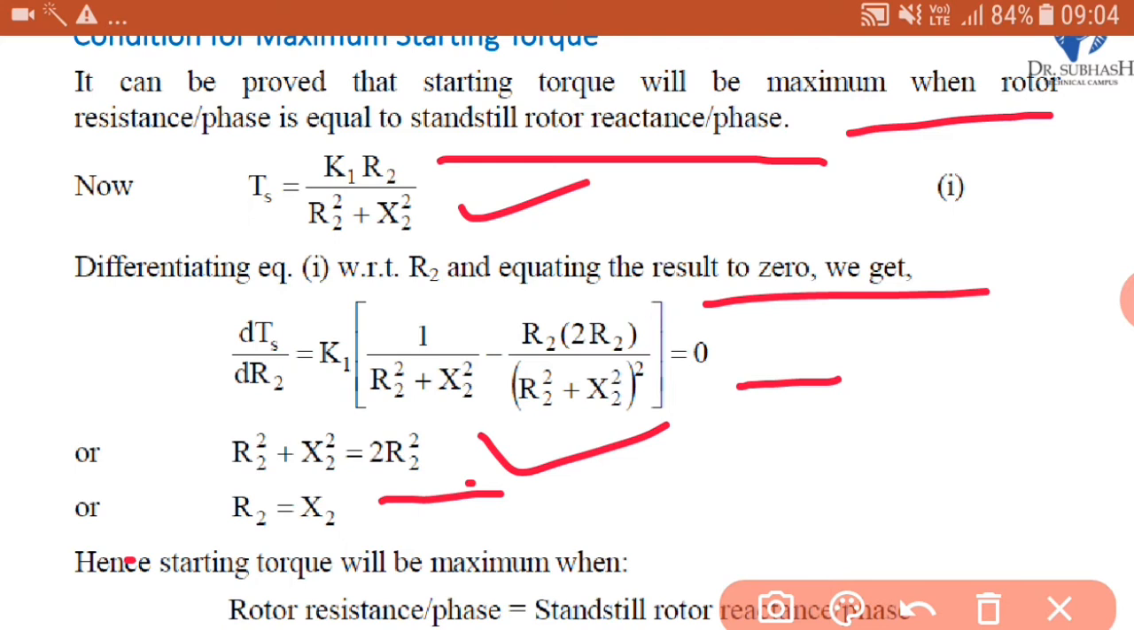Hence starting torque will be maximum when rotor resistance per phase is equal to standstill rotor reactance per phase. It means whenever rotor resistance and rotor reactance are equal, at that time the starting torque will be maximum. So this is the condition for maximum starting torque.